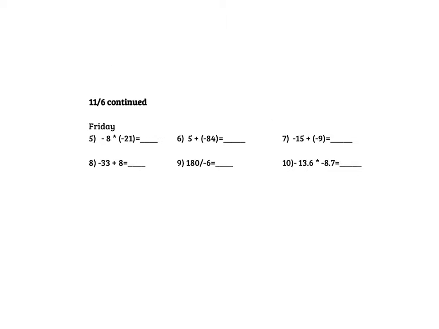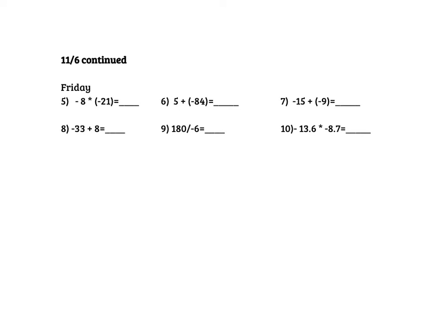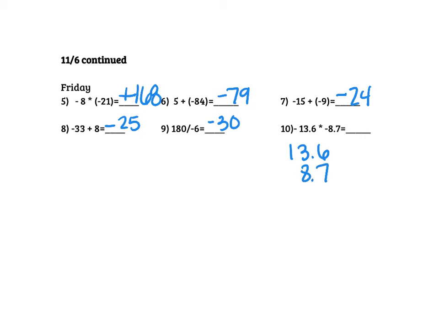Okay, on the back page, quickly, -8 times -8 is positive 168. 5 plus -84 is -79. -15 plus -9 is -24. -33 plus 8 is -25. This is -30. And then 13.6 times 8.7, 2, 4, 21, 25.